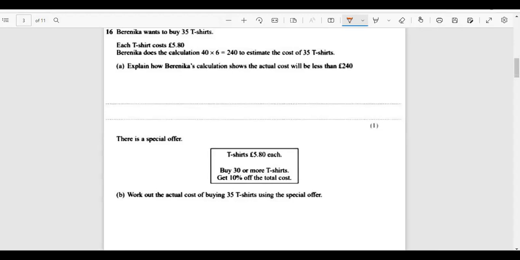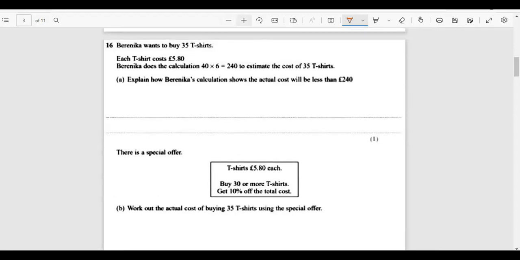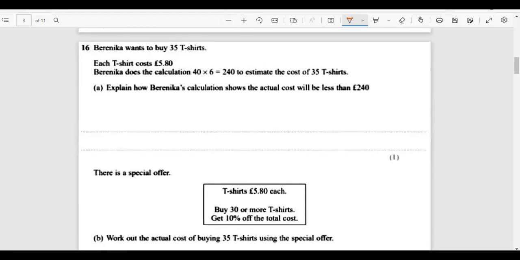Now the first part says, I'll zoom in. It says Bernica wants to buy 35 t-shirts. Each t-shirt costs £5.80. Bernica does the calculation 40 into 6, that is 240, to estimate the cost of 35 t-shirts. Explain how Bernica's calculation shows the actual cost will be less than 240.